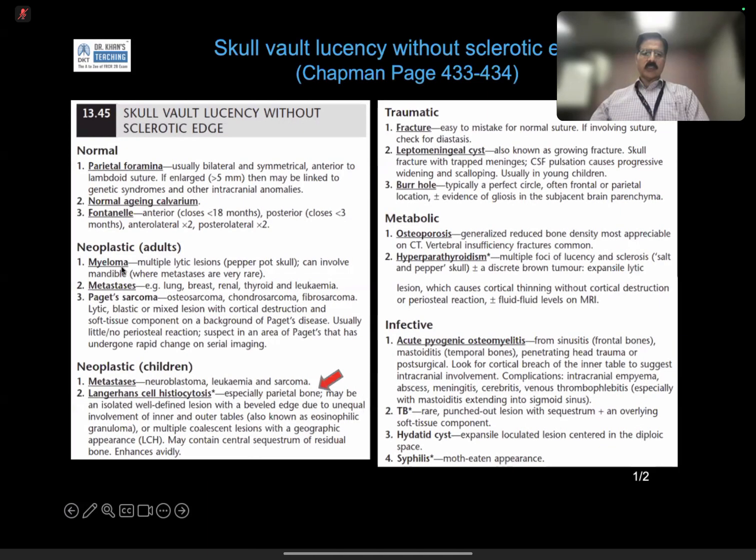And so, for example, neoplastic in adults and neoplastic in children, and then traumatic and metabolic in acute infection, etc. So, with sclerosis, without sclerosis, the differential diagnosis changes. This is the key point to remember. And this is another example where a very simple differential becomes quite a difficult one in the exam. Okay, so next case, please.